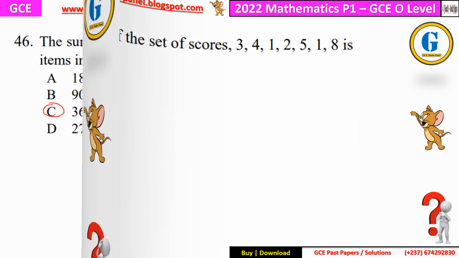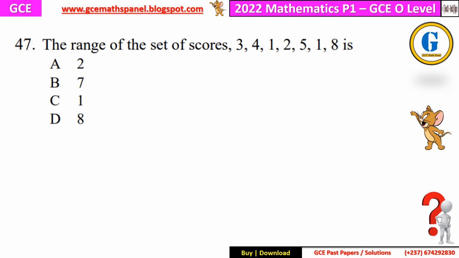Now, question 47. The range of the set of scores 3, 4, 1, 2, 5, 1, 8 is... For us to get the range of a set of scores, we take the highest score, which is 8, minus the lowest score, which is 1. And what does this give us? This gives us 7.